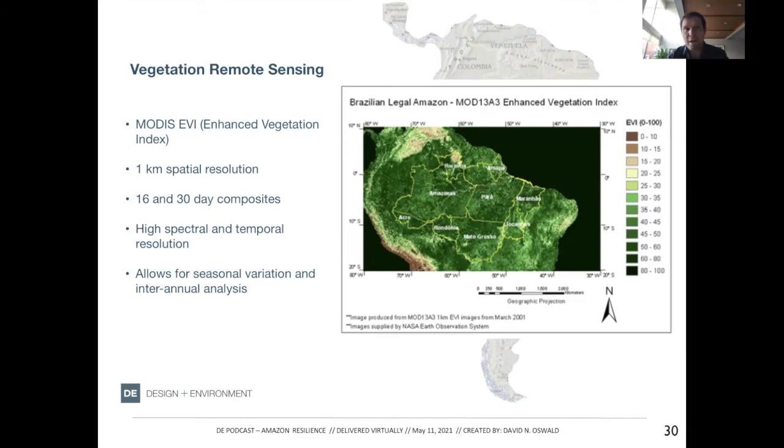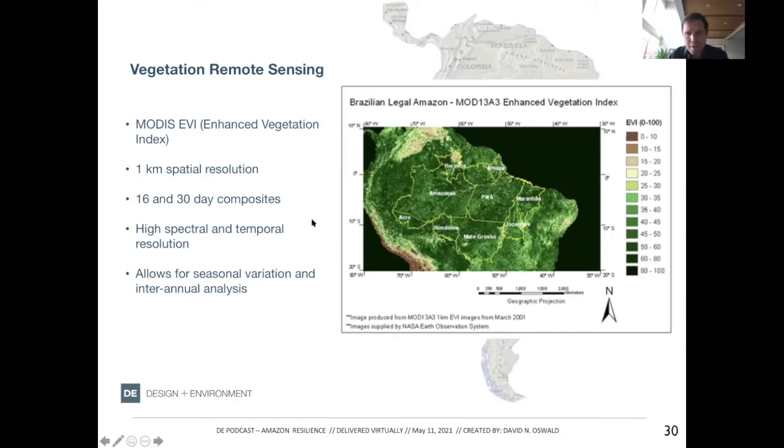MODIS stands for moderate resolution, but it's pretty good for global studies, 1 kilometer, or even 500 meters in some cases. But the spectral resolution is very good. So you get 36 different bands, or 36 parts of the electromagnetic spectrum are reflecting back and detected. That allows you to look at a bunch of different things, right? And then the temporal resolution is quite high.